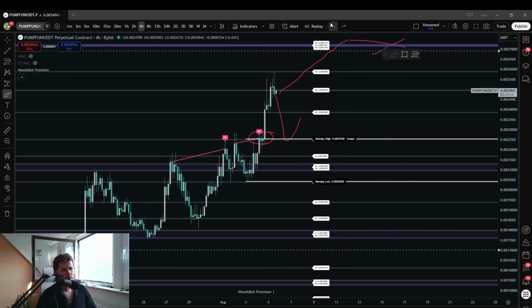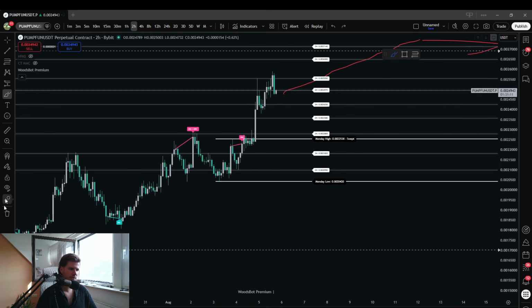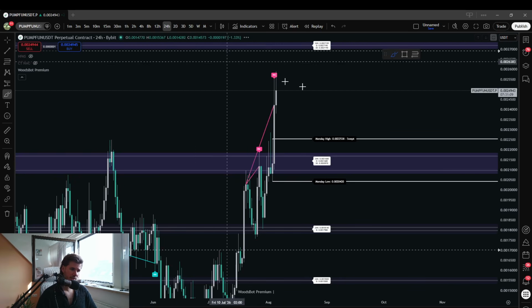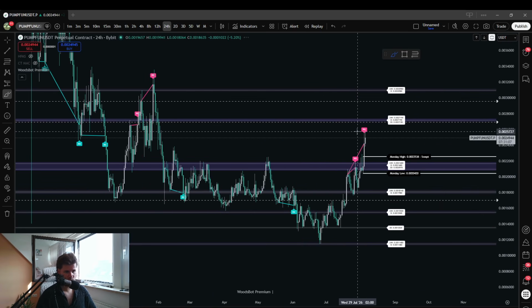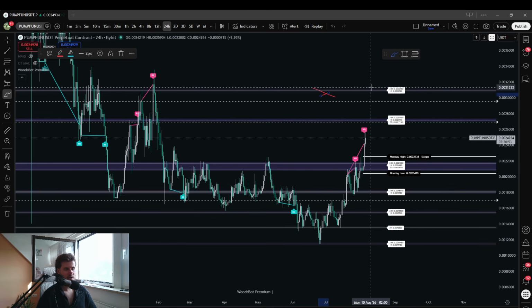But there's also a world where it just keeps consolidating for some time on the low time frame and pushes through this confluence zone towards the next confluence zone. And I do think the ultimate goal for Pump Fun is definitely this target right there. So around 0.003, I think Pump Fun is going to be reaching this level. The question is just how does it get there, because it's hard to find a position right now if you're not already in from lower.